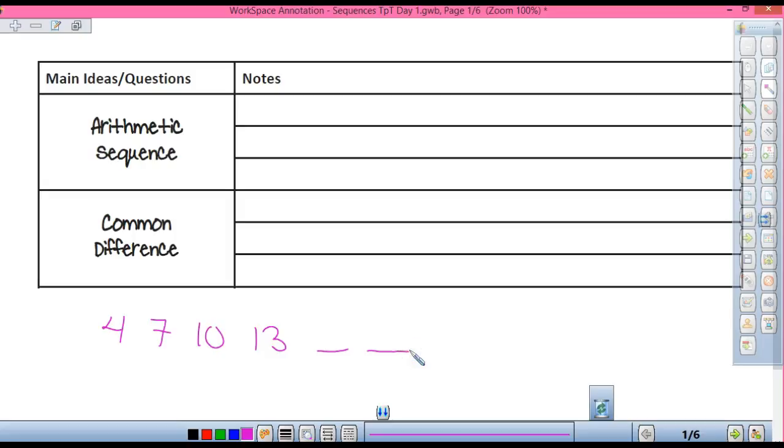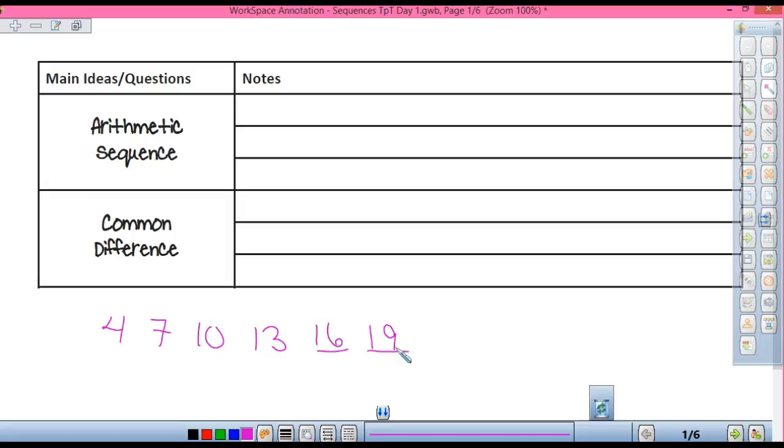Numbers be? 16 and equals 19. Okay, because what are they doing here again? They're adding 3. Okay, so we're just going to formalize that a little bit today. Okay, and we're going to talk about a formula that deals with that.